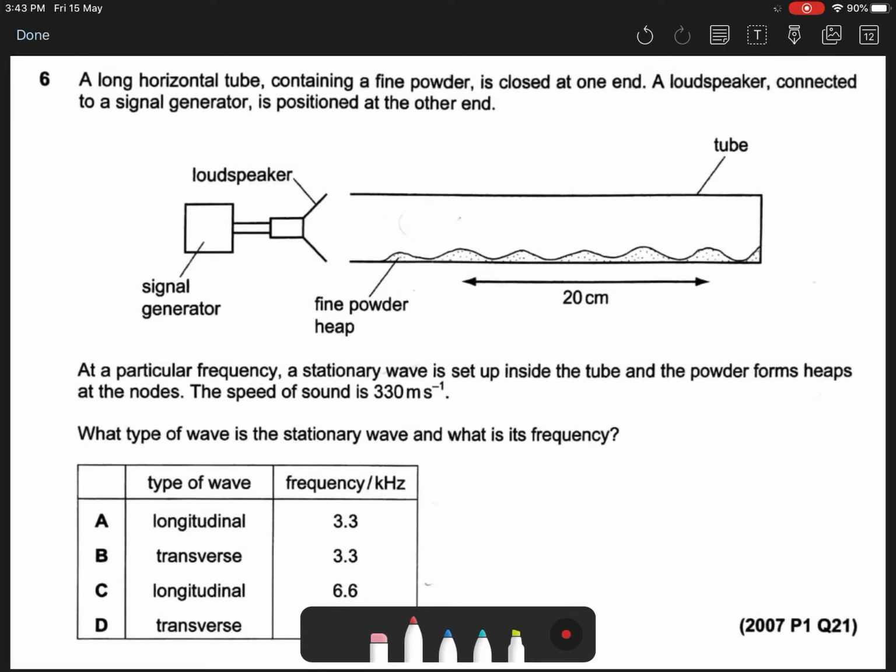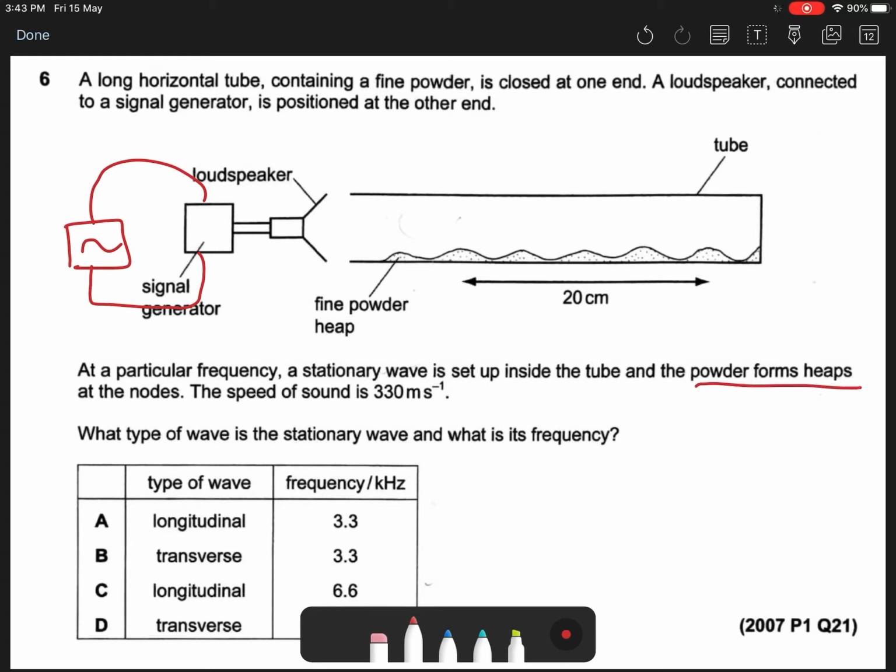Question 6, 2007. A long horizontal tube containing a fine powder is closed at one end. A loudspeaker connected to a signal generator is positioned at the other end, right? Okay, so this is a signal generator. At a particular frequency, a stationary wave is set up inside the tube and the powder forms heaps at the nodes.